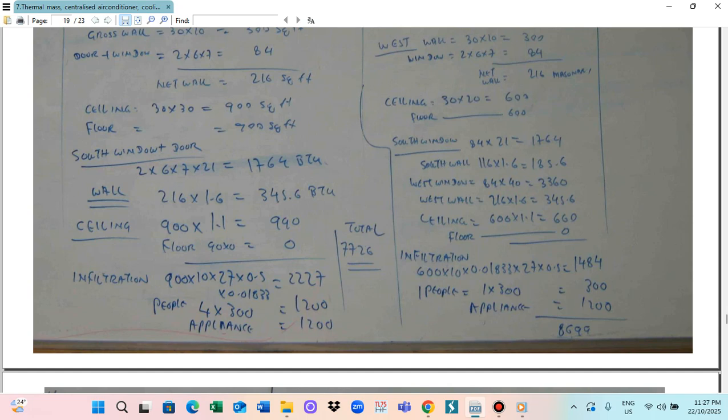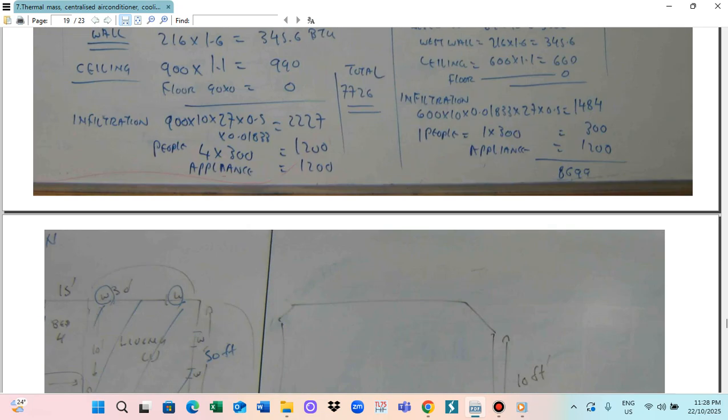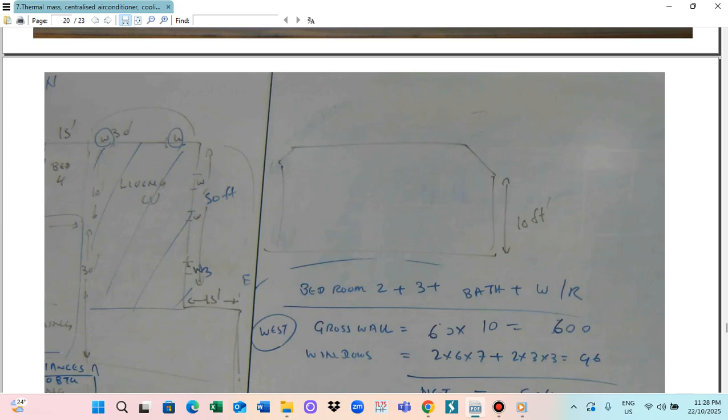Okay, so for the bedroom we also assume that we got the appliance in the bedroom. The appliance in the bedroom is 1200. So you add all the things. So what you got is 8699. Then you have to calculate the infiltration. So infiltration means 8699 multiplied 1 by 3, you got that 11308.